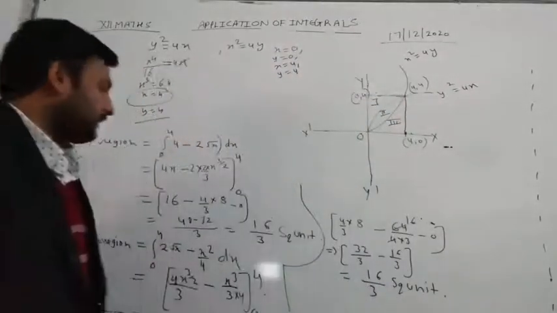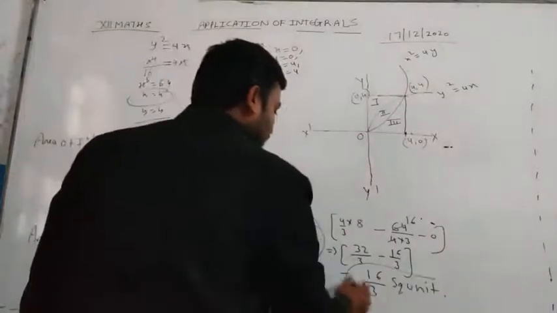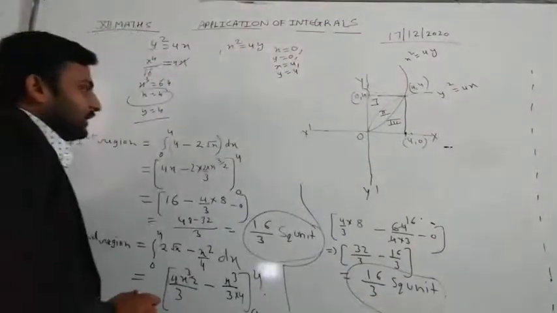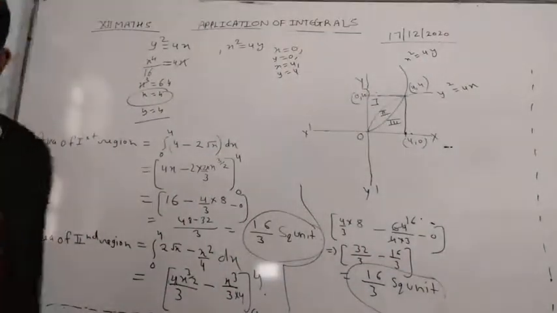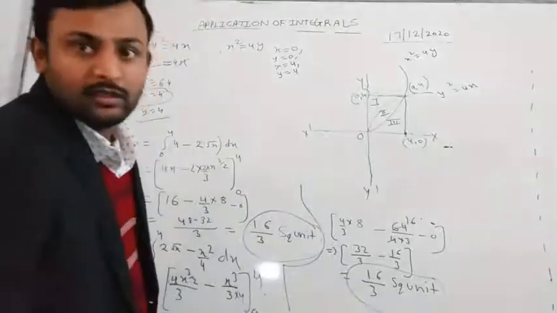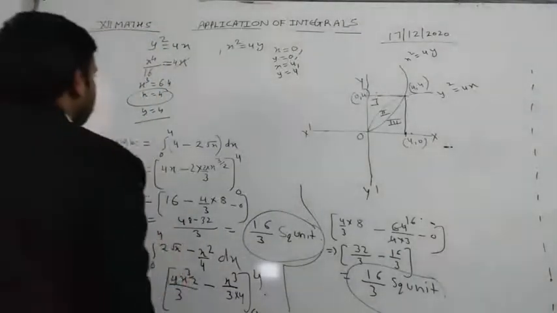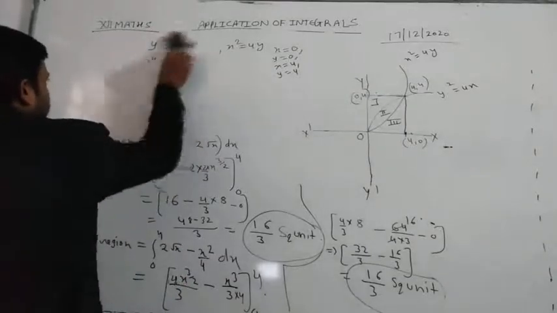So the area of the first region is 16 by 3 square unit. The area of the second region is 16 by 3 square unit. Now we will find the area of the third region. Okay student, so let's see.